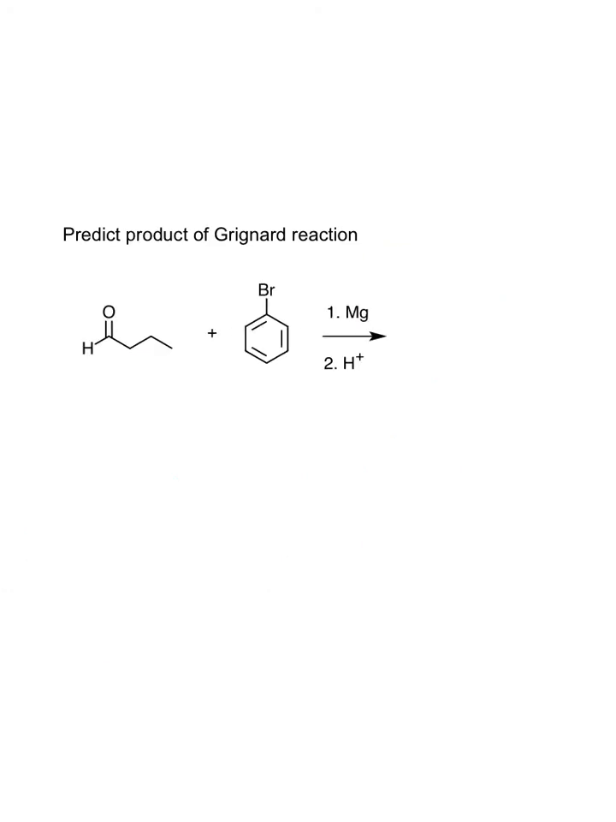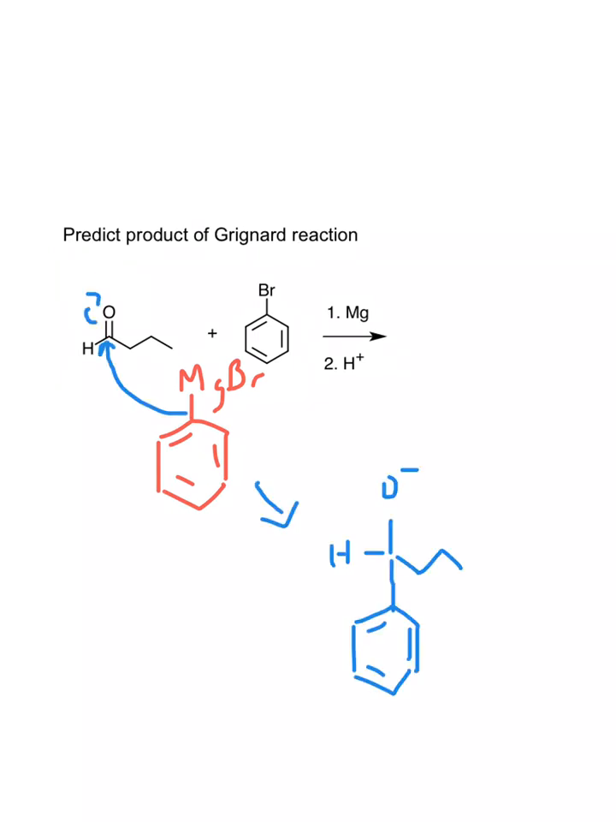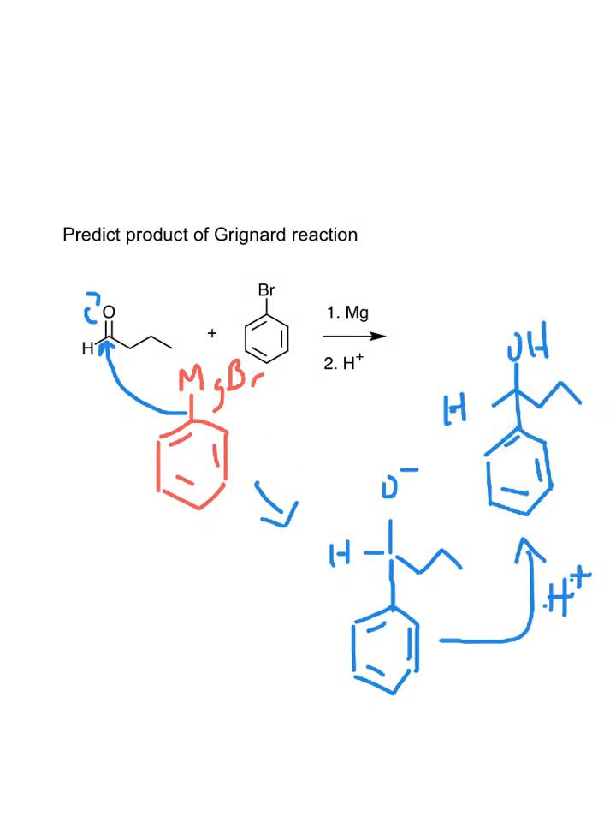More practice, so stop the video, use those curved arrows, predict the product of this reaction. First form the Grignard reagent, then the Grignard reagent reacts with the aldehyde, and then that intermediate reacts with H plus to form the product. Note the new carbon-carbon bond that forms.